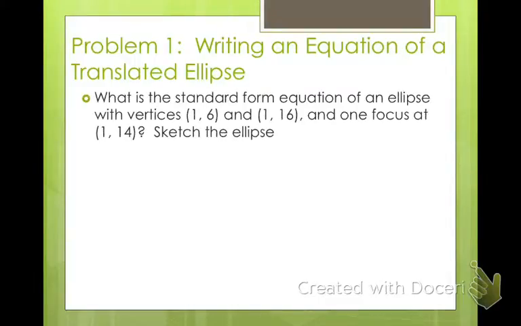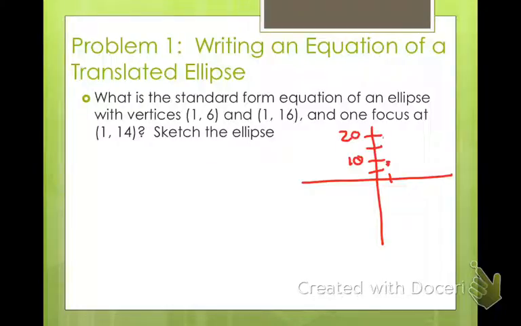Alright, so writing the equation of a translated ellipse. What is the standard form equation of an ellipse with vertices at (1,6) and (1,16) and one focus at (1,14), and sketch the ellipse? So I'm going to go ahead and just make a sketch of it to begin with. So we have (1,6). I'm going to make these go by 5s. So there's one right here, and 20, and there's one right here.